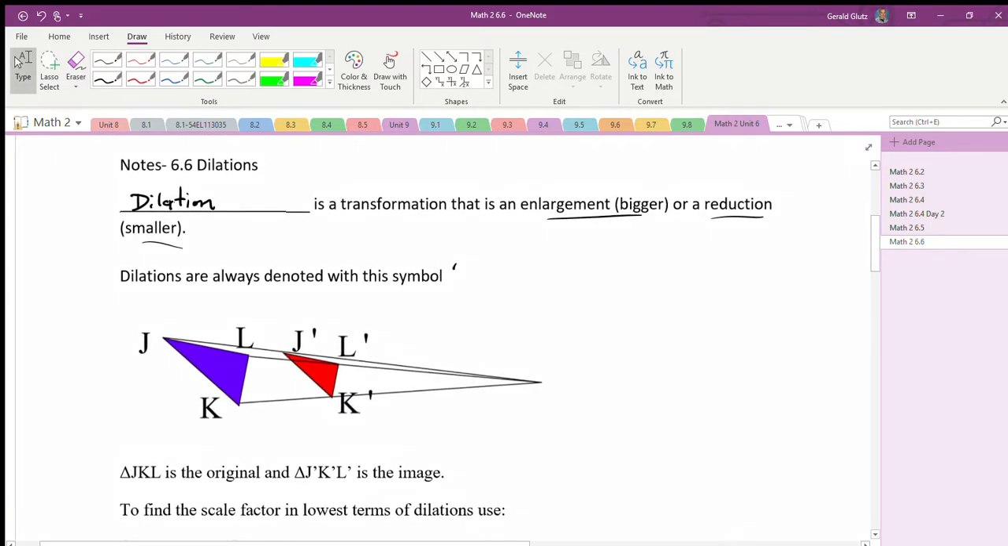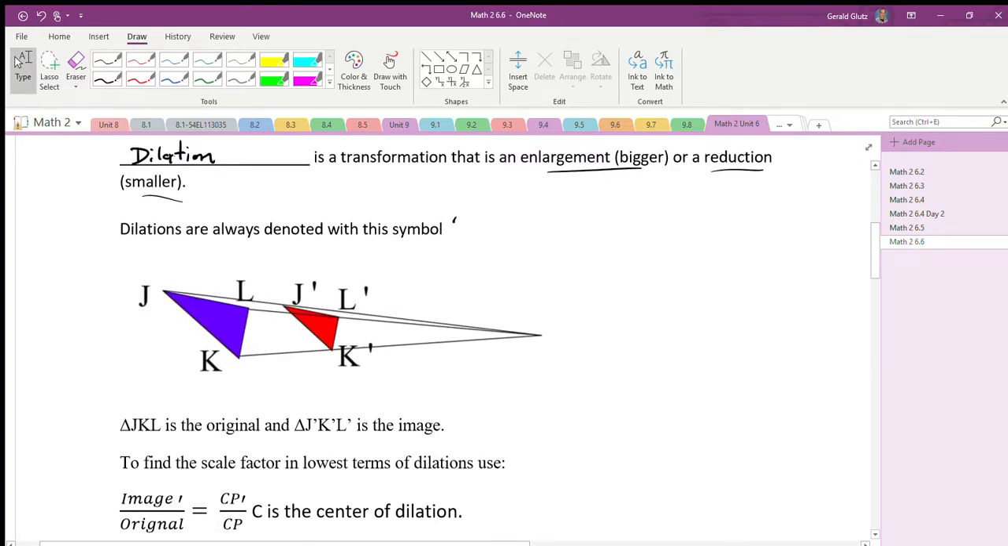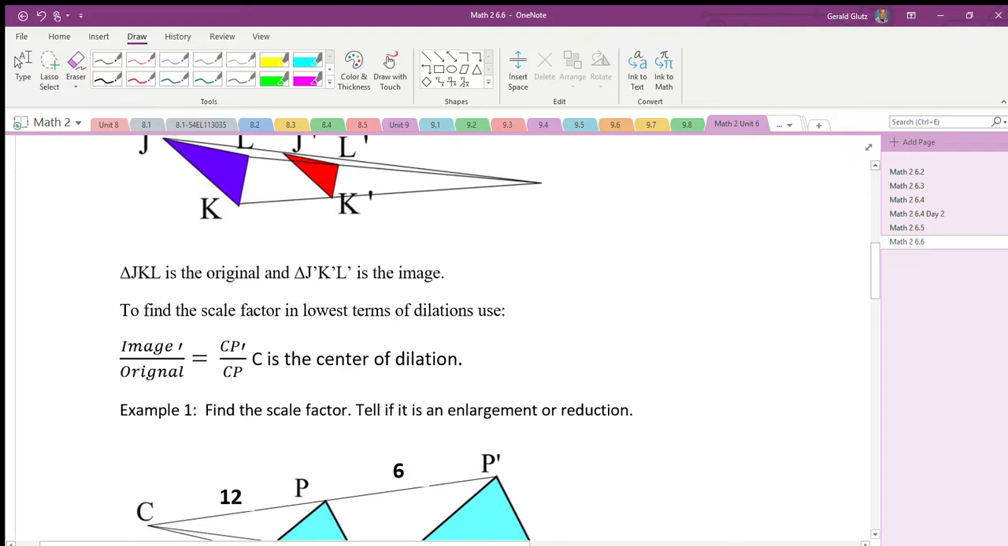Dilations are always denoted by this symbol. This is the prime, and that just means it's our second image, the image after we dilated. This blue shape, notice that the letters do not have the little prime sign, so that's our original, or our pre-image. The red shape here is our image, our new shape after we've dilated. This dilation is getting smaller, so it would be a reduction. Triangle JKL is the original, and J prime, K prime, L prime is the image.